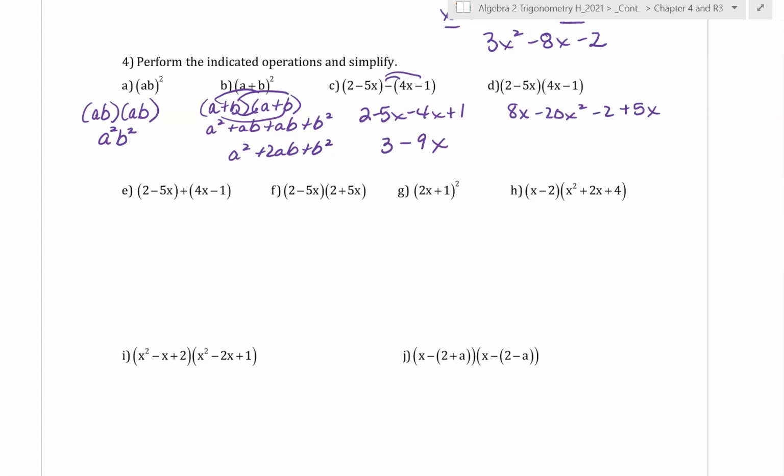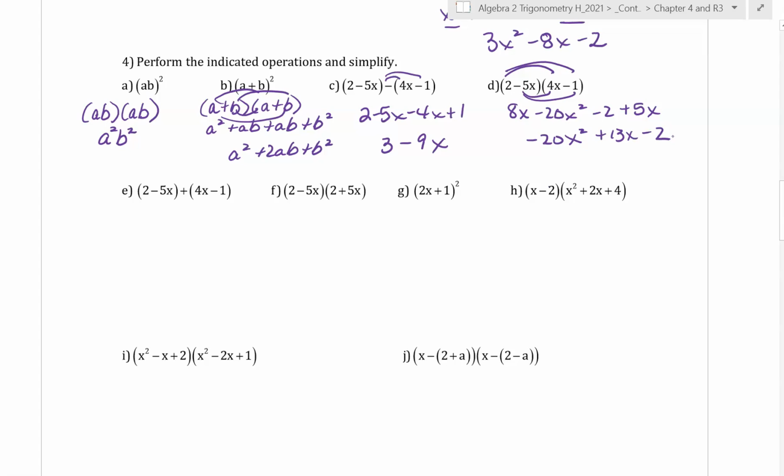So for part D, we have 2 times 4x is 8x, 2 times negative 1 is negative 2, negative 5x times 4x, and negative 5x times negative 1. So now if I combine like terms, I have negative 20x squared plus 13x minus 2.